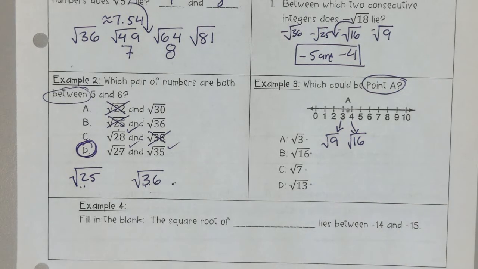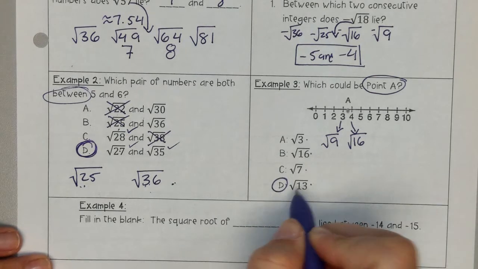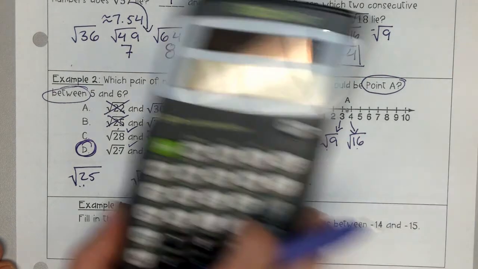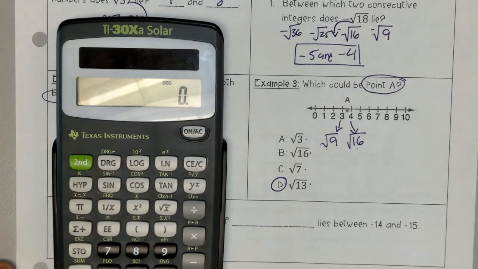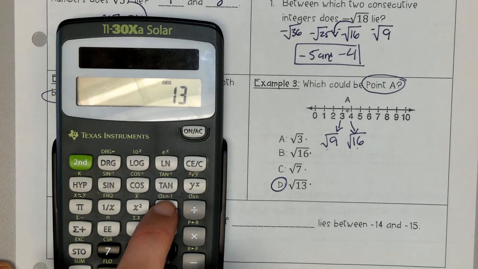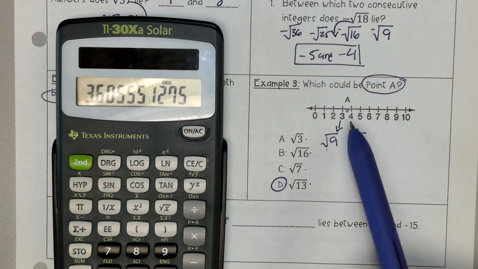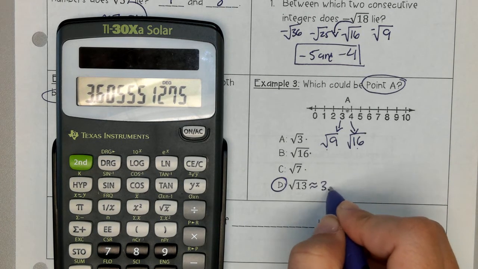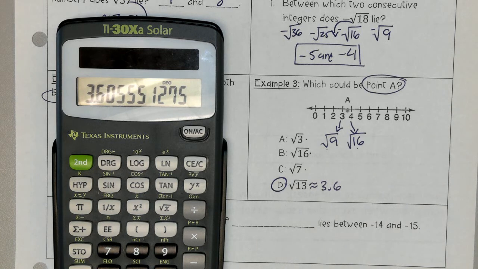And now you can shout it out. Which number would you choose? D. The square root of 13 is between the square root of 9 and the square root of 16. We could, again, use our calculator. 13, take the square root. 3.6 is right between 3 and 4. So if you're having a hard time converting into perfect squares, use your calculator.